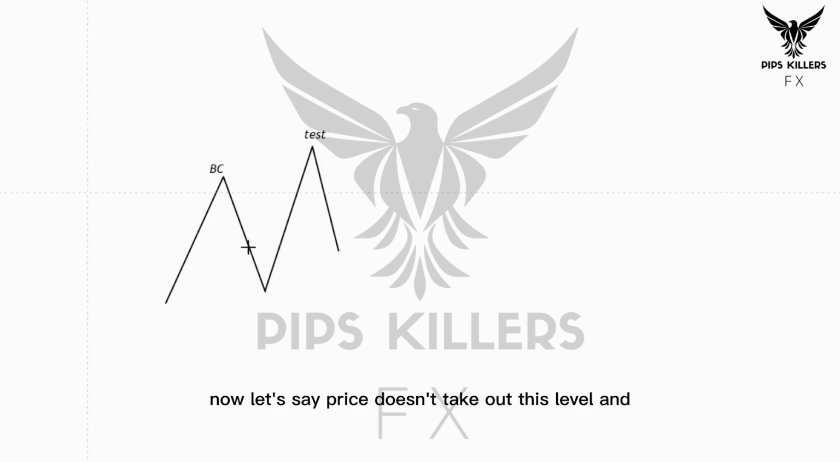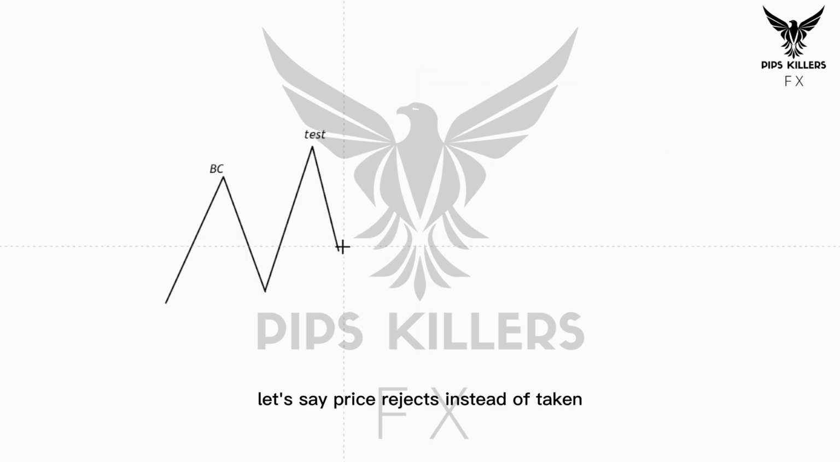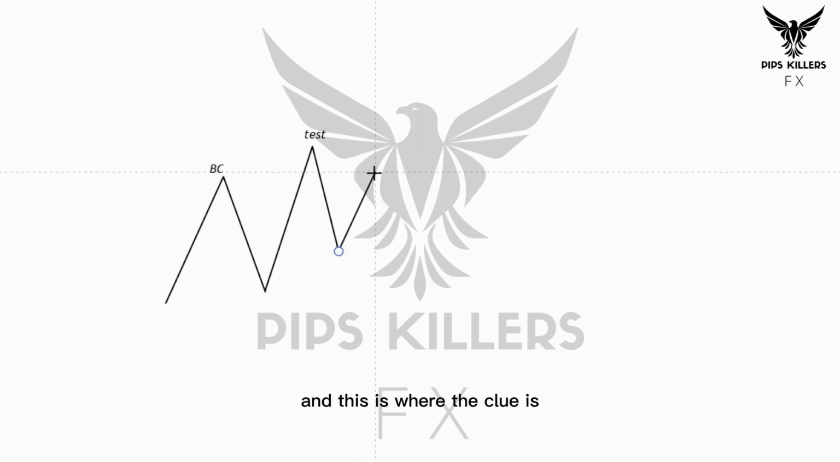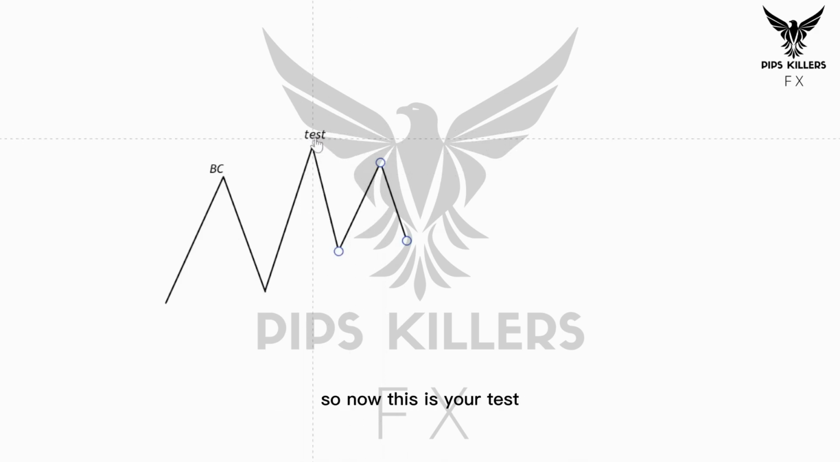Now, let's say price doesn't take out this level and purge it, right? Let's say price rejects instead of taking. And this is where the clue is. So let's say price comes to the extreme of your test and rejects. So now what does that mean? That means that this is no longer your test, because if it was your test, price would have taken this level out. So now this is your test. This is your buying climax.